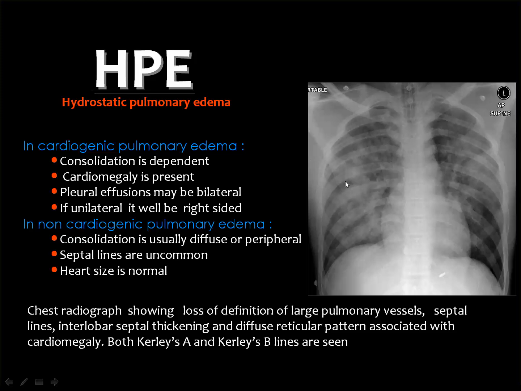In cardiogenic pulmonary edema, the consolidation is dependent, meaning it is somewhat in the lower lobes. The cardiomegaly, the cardiac shadow is enlarged, pleural effusion may be present. If unilateral effusion, the effusion will be on the right side. In non-cardiogenic pulmonary edema, consolidation is diffuse or peripheral. Septal lines are not common, and the heart size is usually within normal.